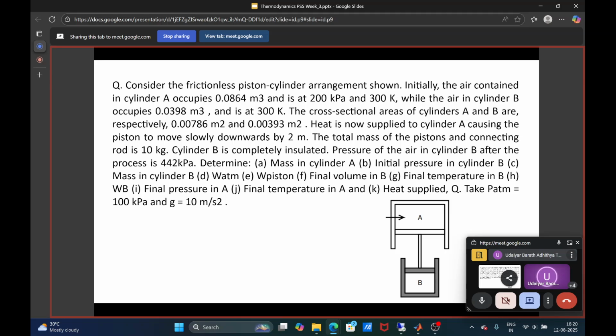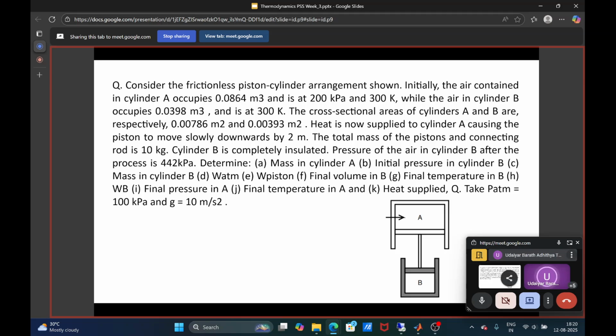Heat is now supplied to cylinder A, causing the piston to move slowly downwards by 2 meter. The total mass of the piston and connecting rod is 10 kg. Cylinder B is completely insulated, and the pressure of the air in cylinder B after the process is 442 kilopascal. So this is how the process is occurring.